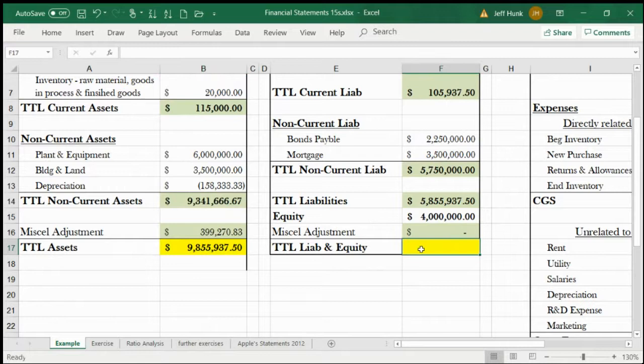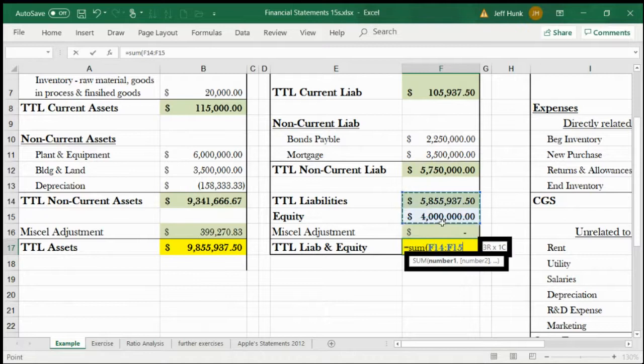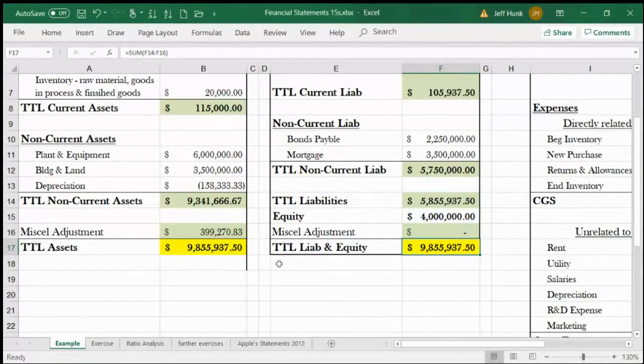Okay, and then here you put sum of. Since they are in a contiguous range, you can just highlight and select all of them at the same time. Because total liabilities and equity is what? Total liabilities plus equity plus miscellaneous adjustment. The colon in between means through, right? You're summing up everything from F14 through F16. So hit enter, it's automatically balanced out.